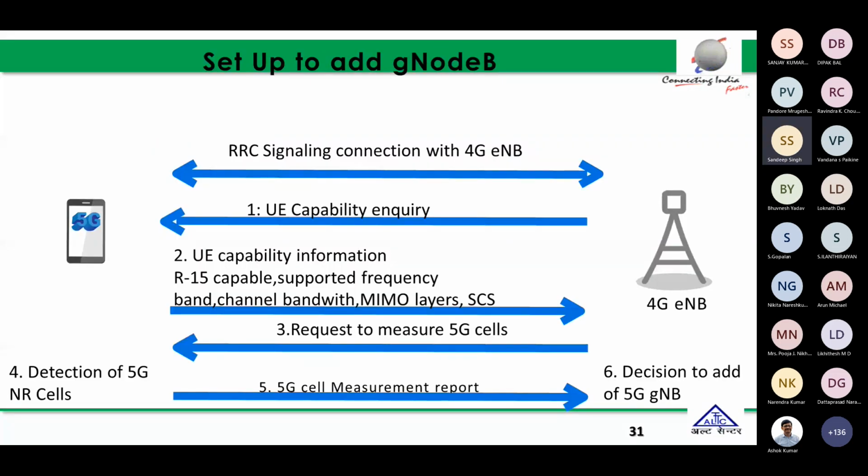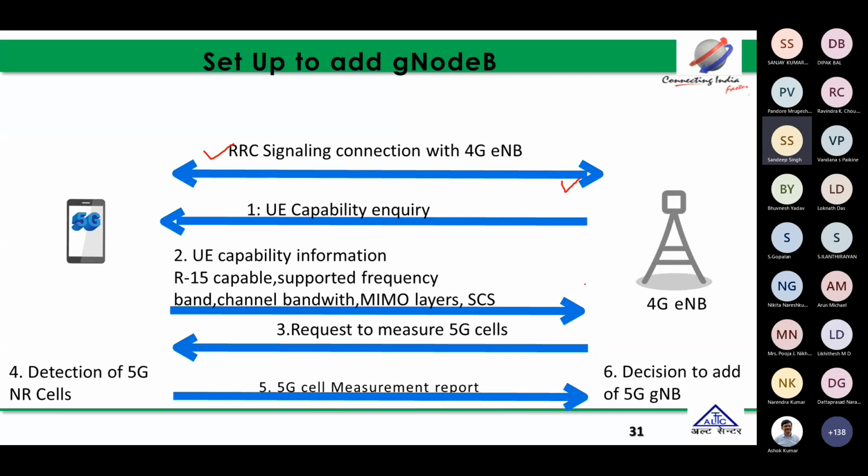And after the ENDC capable UE, it already has the EPS bearer, default or dedicated. If they want to add a G node B, what is the procedure of adding the G node B in their radio access network? Right. The first thing is that the RRC signaling connection is always there with the 4G node B. It is already there, no?